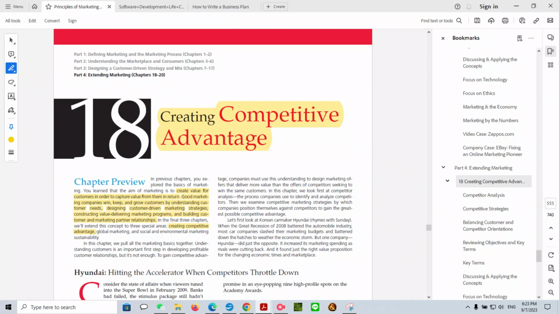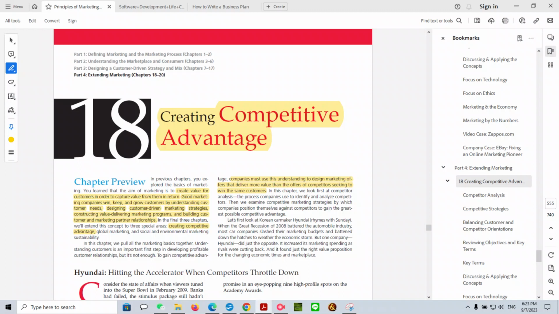In this chapter, we put all the marketing bases together. Understanding customers is an important first step in developing profitable customer relationships, but it's not enough to gain competitive advantage. Companies must use that understanding to design marketing offers that deliver more value than the offers of competitors seeking the same customers. So there's competition here. How are we going to compete?